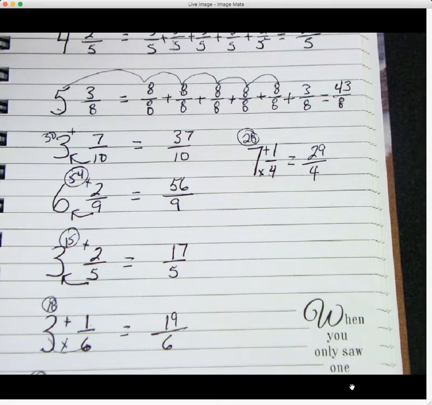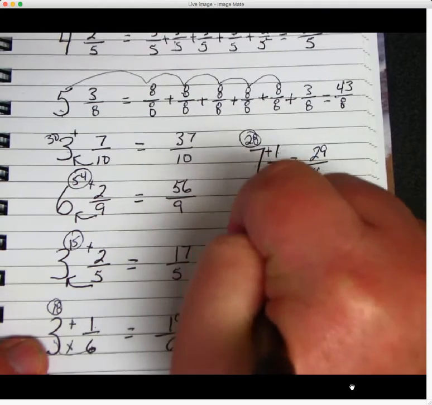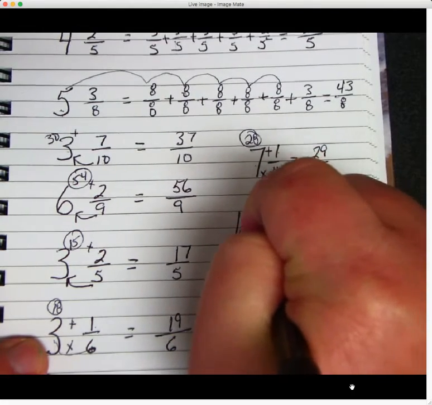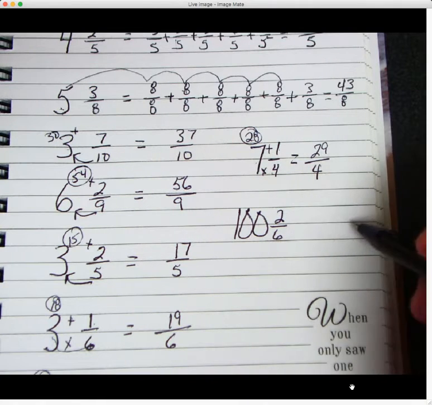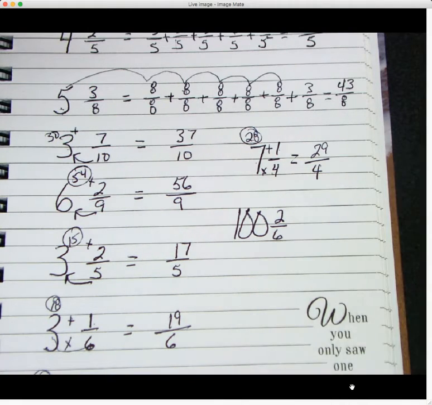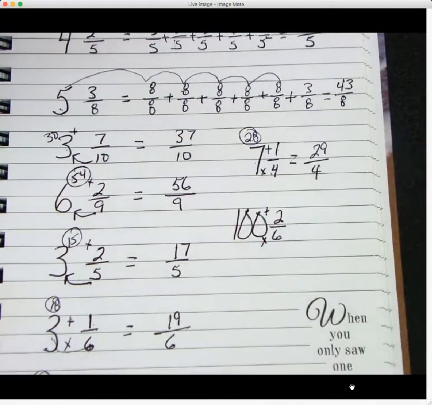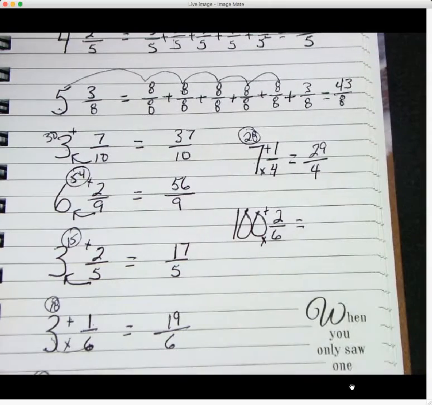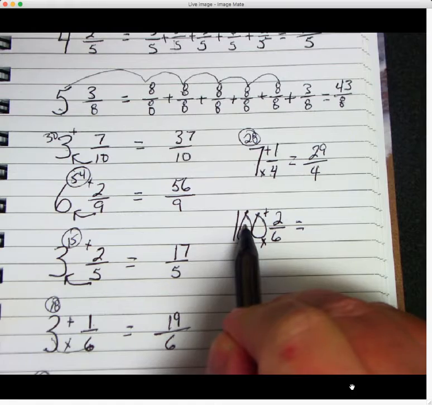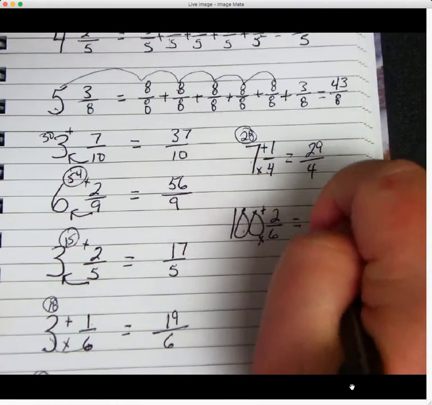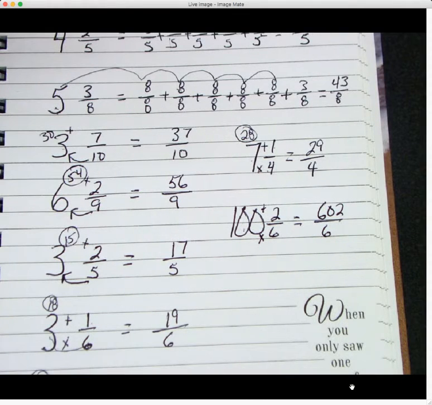Okay. Well, what if we had a big number like this? What if we had 100 and 2/6? Oh my goodness. You'd have to write 6/6 plus 6/6 plus 6/6 100 times. So this is why this way is definitely faster. So even if it's a big number, we're going to do the same thing. 6 times 100 would be 600 plus 2 is 602/6. See how easy that makes it to do it that way?